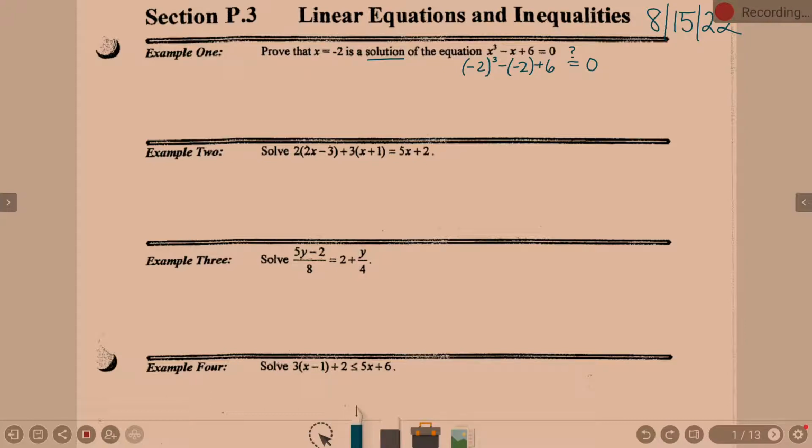So -2 to the third is -8. Negative times negative: -2 times -2 is +4, times another -2 is -8. Minus a -2 is +4 plus 6. 0, yeah.